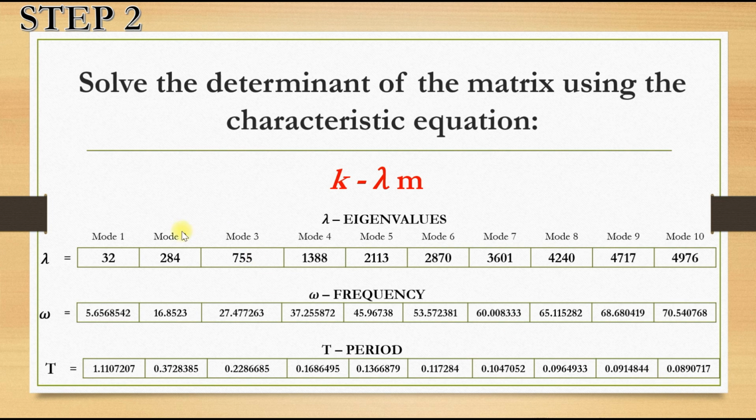So ganun din sa mode 2, magkakaroon tayo ng value ng T or yung period, 0.3728385. Dito sa mode 3, 0.2286685, hanggang dito sa mode 10. So, yung period or T ng mode 10 ay 0.0890717.